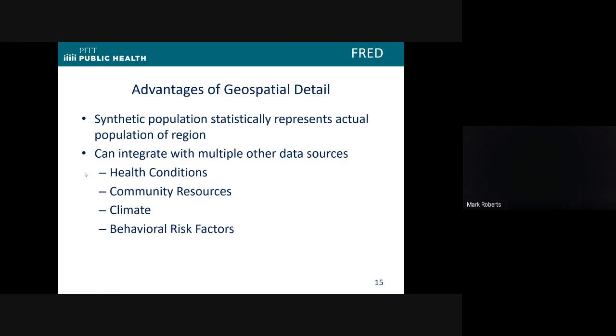Now, the thing that's useful about this, we think, is that we can overlay on top of this synthetic population, which is geospatially accurate to the population of the United States at any given location. We can overlay health conditions, we can overlay climate, we can overlay community resources, we've done stuff on excess cardiovascular mortality, we've done all kinds of things because you can use the model to geospatially link lots of things that come from different data sets.